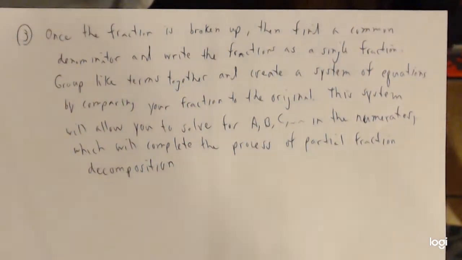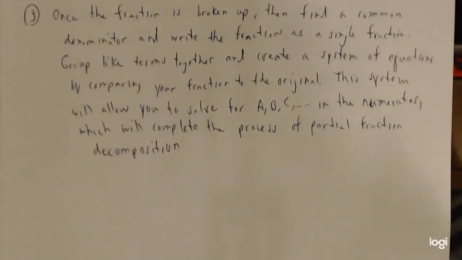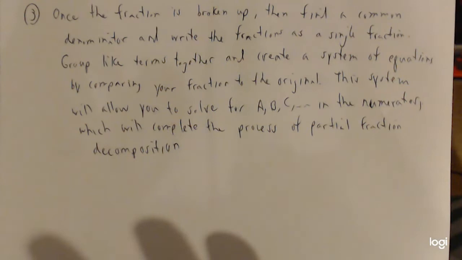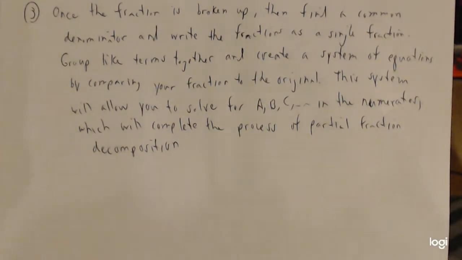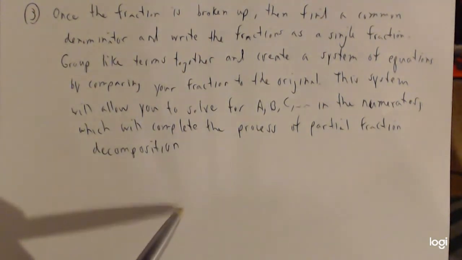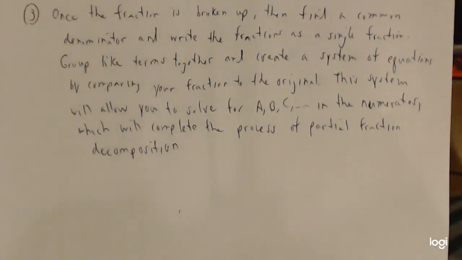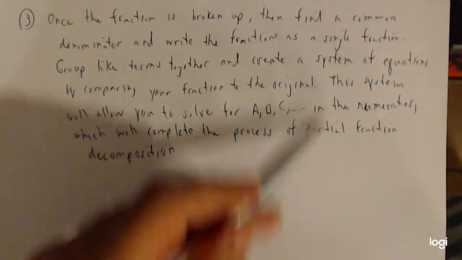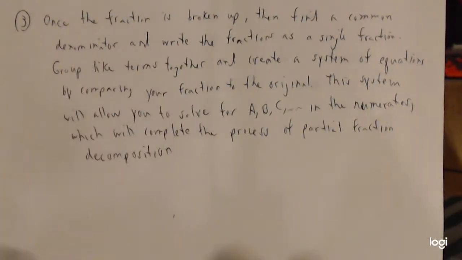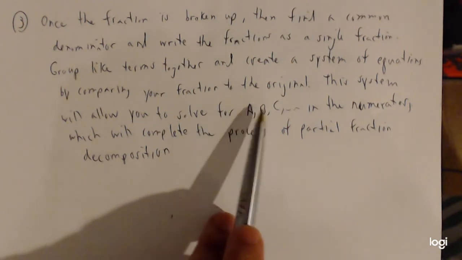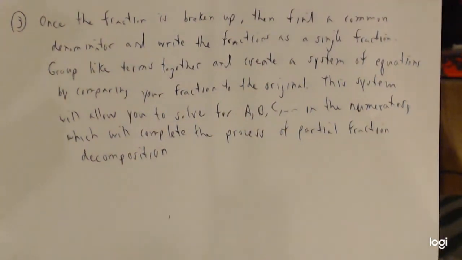Okay, so basically what are we doing? Factor the denominator, then break up your rational function based on each factor in the denominator, whether it's linear, repeating, nonlinear, and so on, and then put it back together to help us solve for the constants in the numerator. And once we do that, that'll complete it.